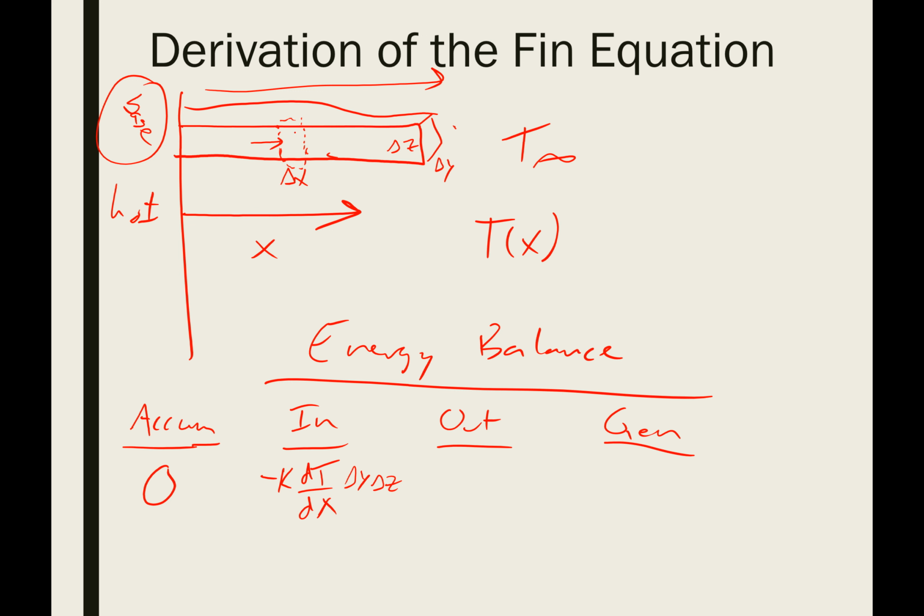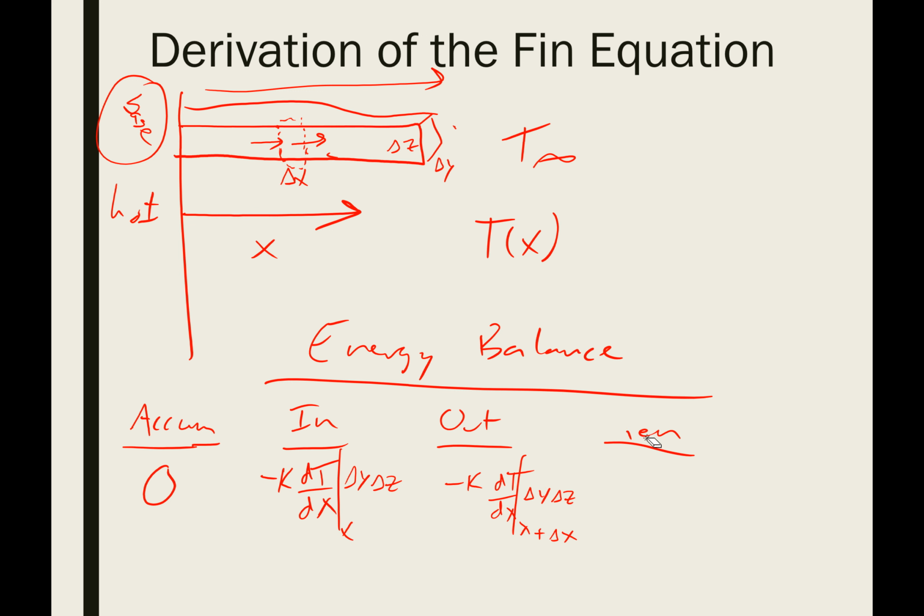Great, excellent. So it's getting out by conduction here also. So again, we're going to have a minus k. Sorry, the in is evaluated at the left boundary, just at x. Then out we have minus k dT/dx times delta y times delta z, and that's evaluated at x plus delta x.